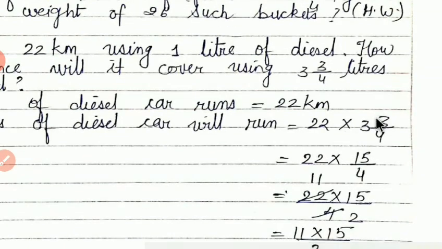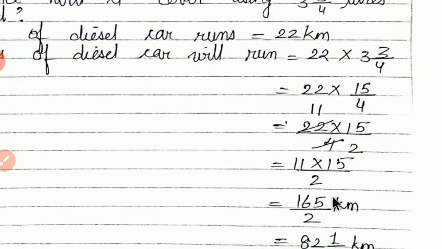So 22 into 3 by 4. So 22 into 3 by 4, 4 threes are 12, 12 plus 3, 15 upon 4. Now we will multiply it, or you can cut this one. So 2 twos are 4. 2 ones are 2. 2 ones are 2. Means 2 elevens are 22. So how much is left? 11 by 15 upon 2.